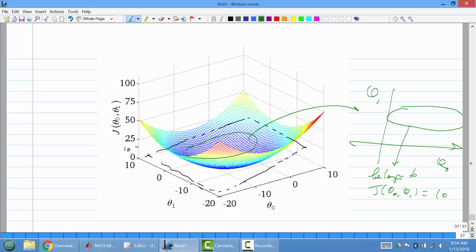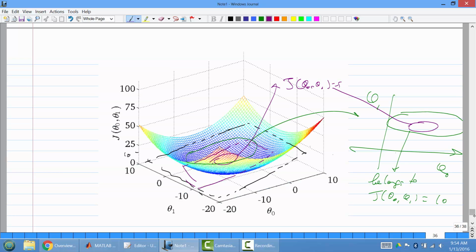it belongs to cost equals 10. So any points, theta 0 and theta 1, that belong to the same contour, so to speak, share the same cost. If I went down a little further and made another cross section this way, you might have something that goes like this, and this will map to that, and maybe this is 5 or so. So the cost is 5. Something like that, okay?